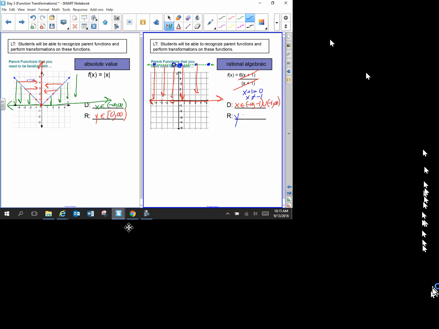That's how you say it in interval notation. Set notation is a lot easier: such that y equals 6. You'll see it there written in interval more than set.